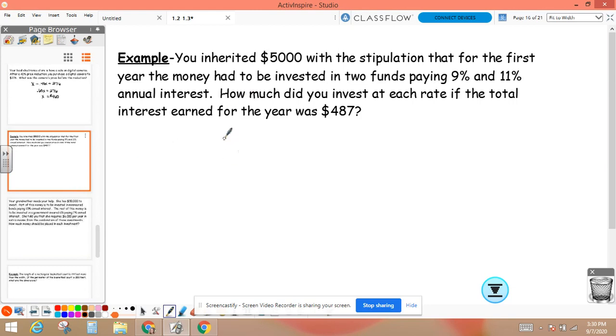Okay, these are the ones that are the hardest for people to understand. All right, you get $5,000. But there's a stipulation that for the first year, you have to invest in two funds, one that pays 9%, one that pays 11%. How much money did you invest at each rate if the total interest earned was $487?